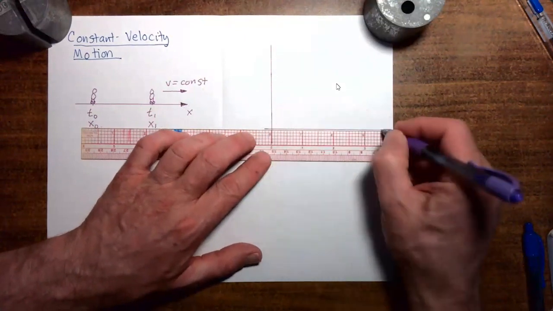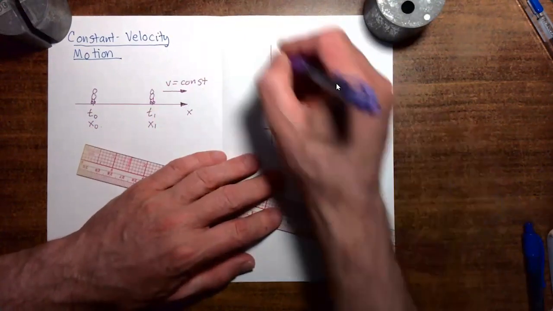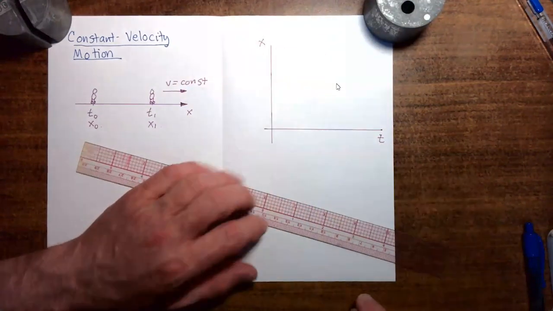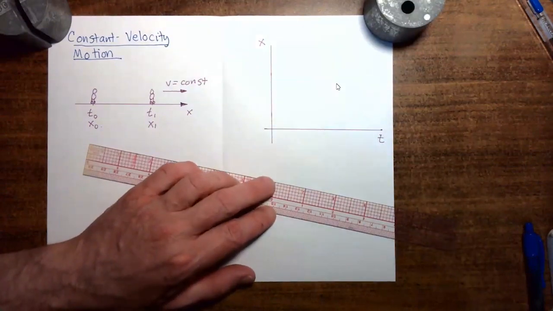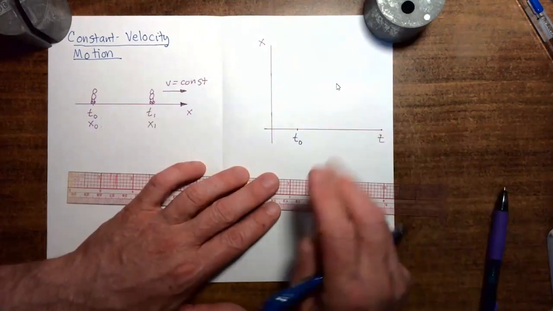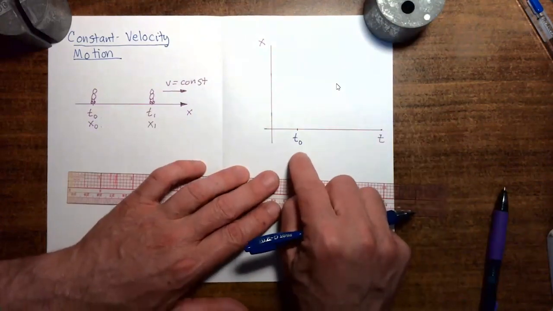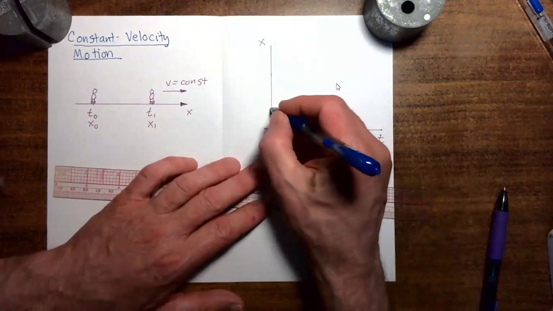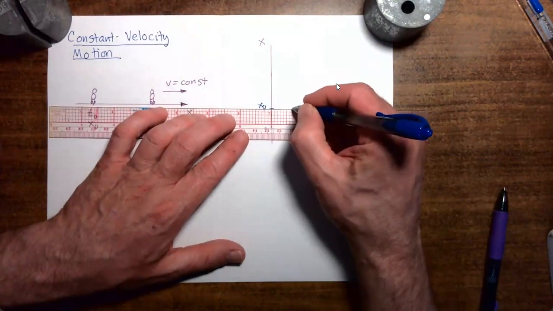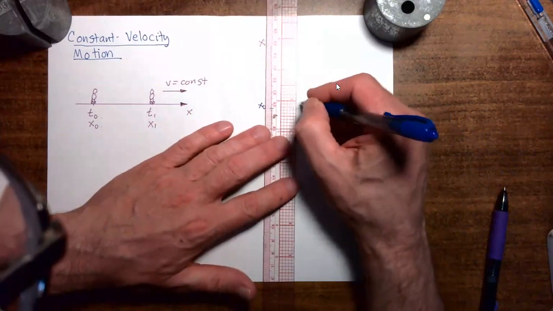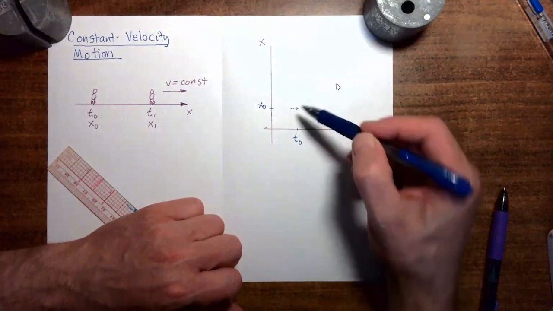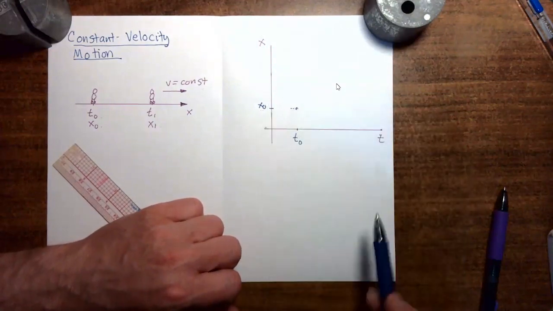Okay, so we're plotting position as a function of time, which means position on the vertical axis, time on the horizontal axis. And we're going to plot the motion from time 0 to time 1. Now, according to what we have in the figure here, at time 0, the position is x0. So let's find that point in the plot. Okay, so this point here represents the position of that person at time 0.